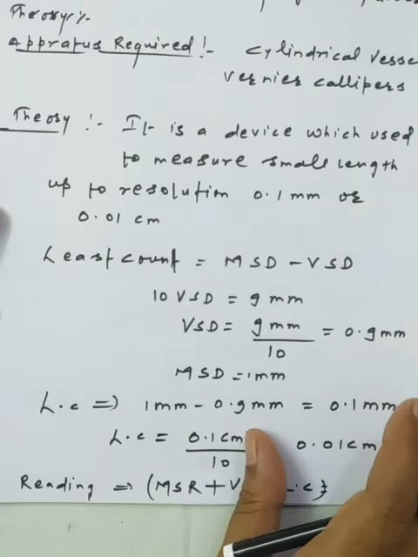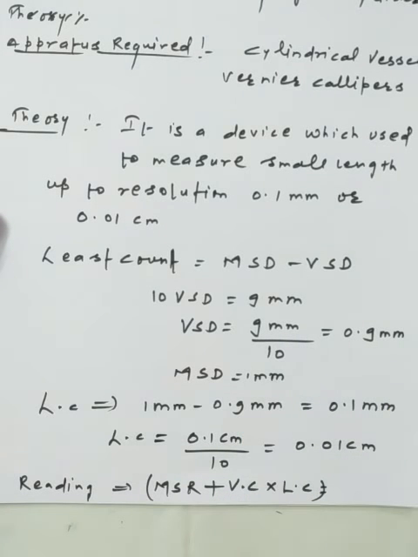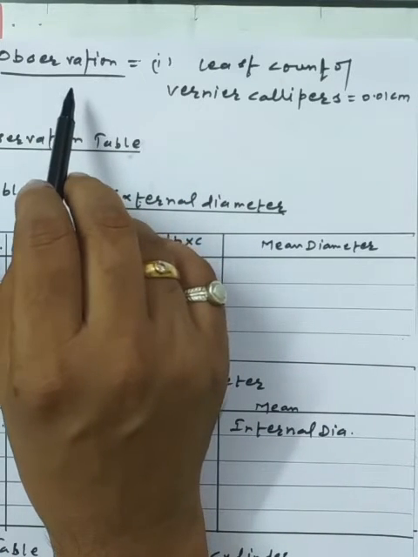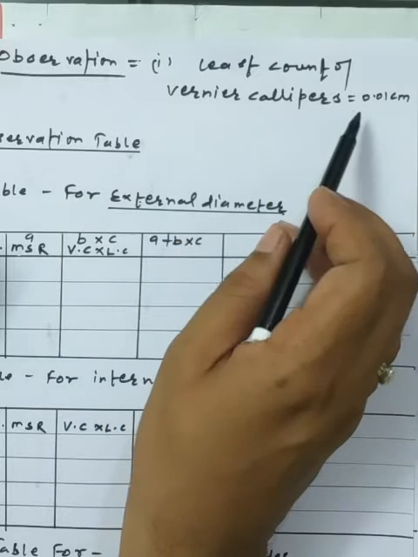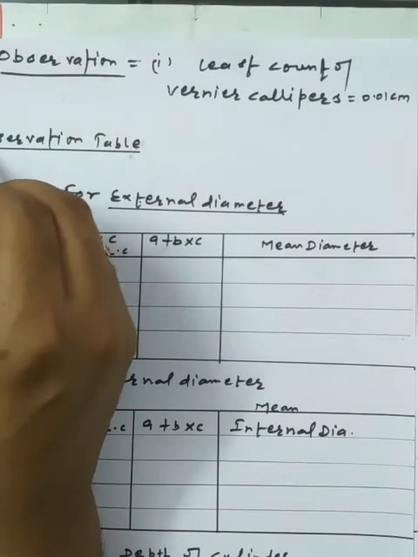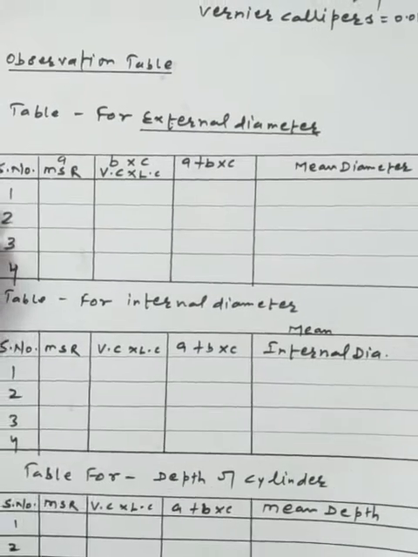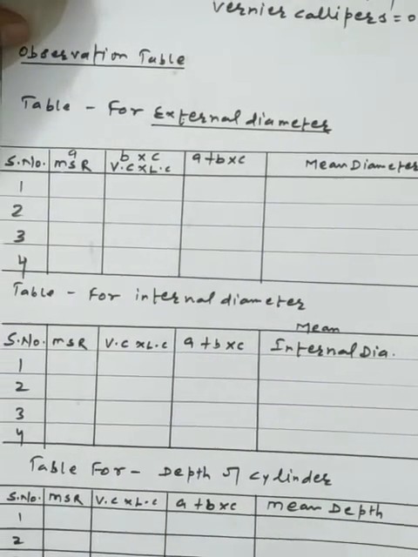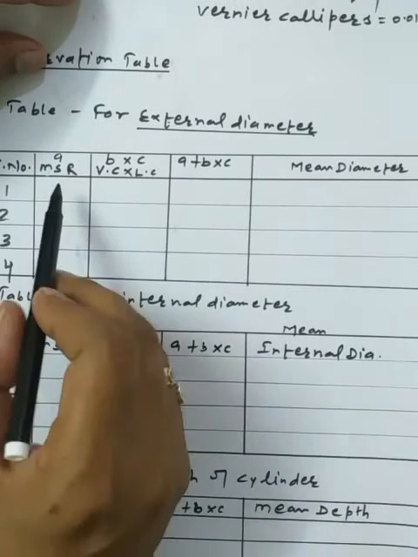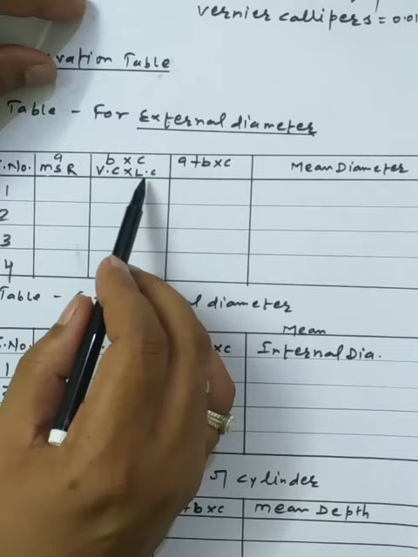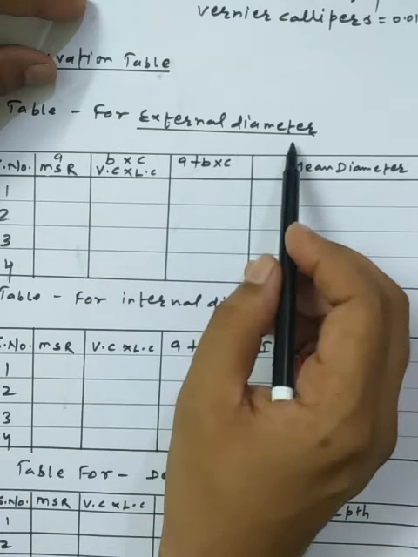Now we will start with the table. Here I am expressing the observation: the least count of the vernier calipers is 0.01 centimeter. I have made the simplest observation table in front of you. First we include the serial number, next the main scale reading, and the second column is vernier constant into least count. This table is for the external diameter.